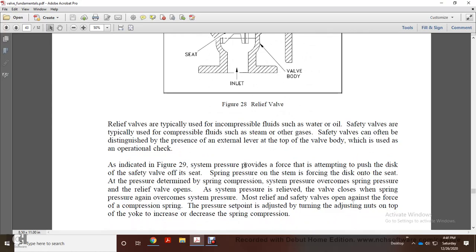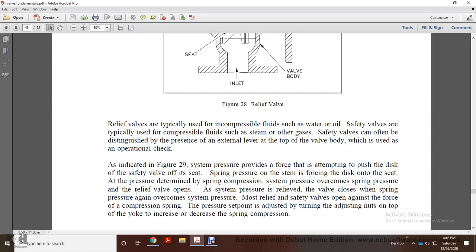Safety valves can often be distinguished by the presence of an external lever at the top of the valve body, which is used for the operational check. As indicated in figure 29, system pressure provides the force attempting to push the disc off the seat, while the spring pressure on the stem is forcing the disc onto the seat. Pressure determines the spring compression.